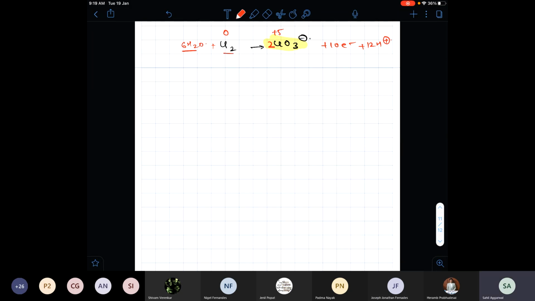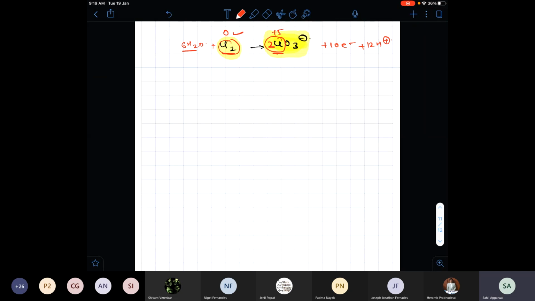This side we have charge of 0. This side we have charge of plus 5. First we have to balance the number of atoms. Here we have 2 Cl atoms, here we had 1 Cl atom. So we multiplied 2 with this ClO4 minus. Main atoms become equal, 2 atoms and 2 atoms.